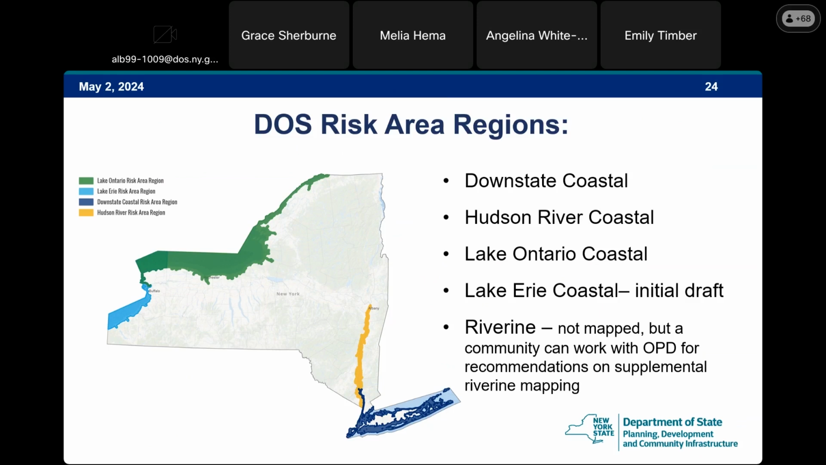So we have our Lake Ontario risk areas, Lake Erie risk area region, which is currently in an initial draft, but it is available should anybody need it prior to finalization. We have the downstate coastal risk areas, which were done first, and then our Hudson River.